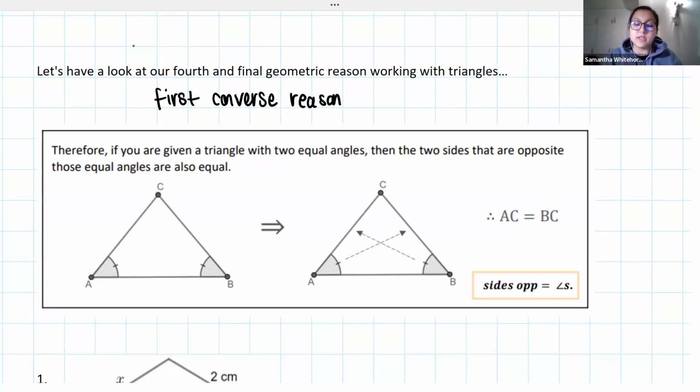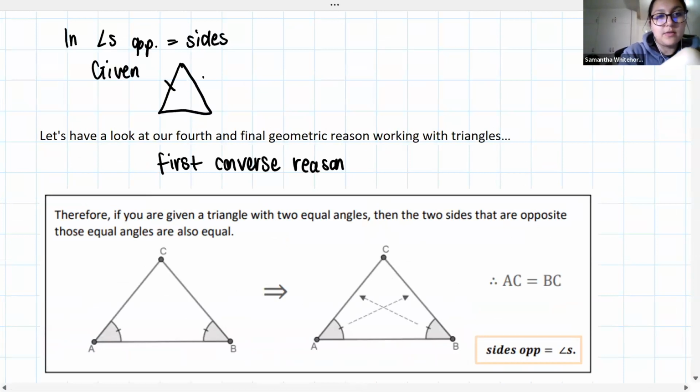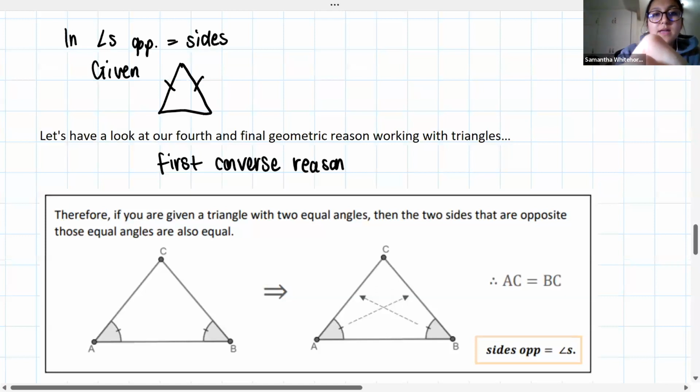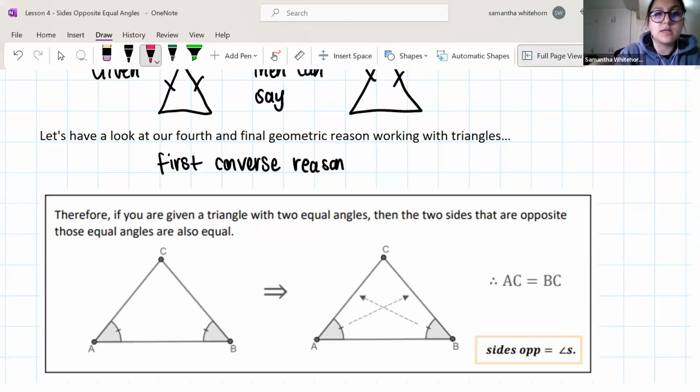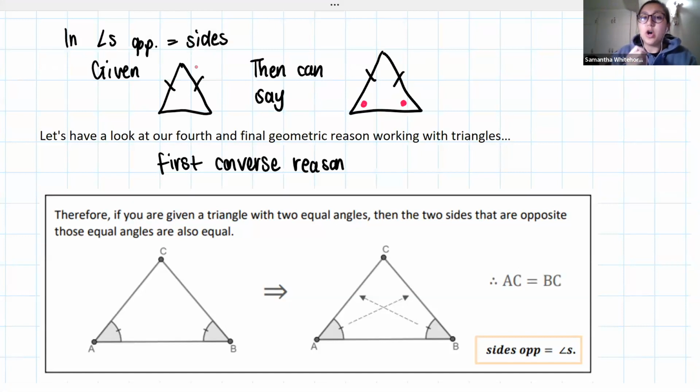And I said earlier that this thing's very much to angles of equal sides. So in angles of equal sides, so that reason that we already know, we are given a triangle where we have 2 equal sides. We can then say that those angles opposite those equal sides are equal. So that's the reason we know, we're comfortable with that. We've been using that in our examples. Now we're going to look at the converse reason.